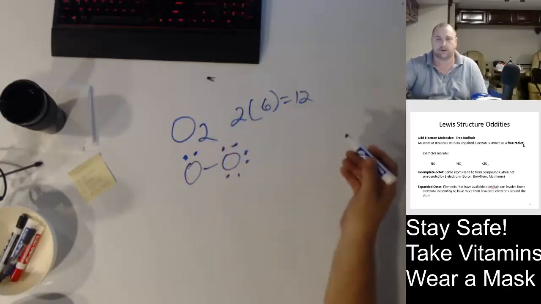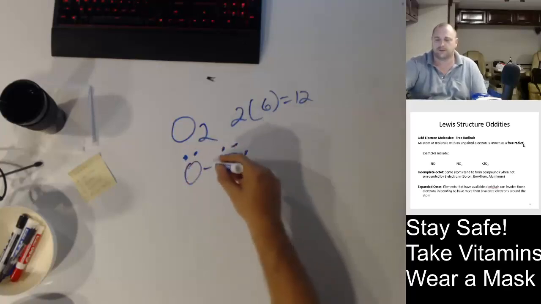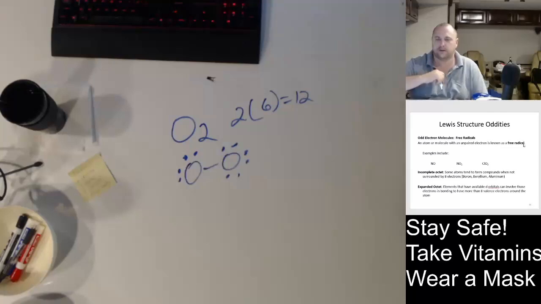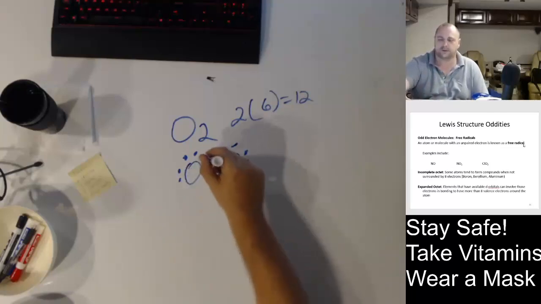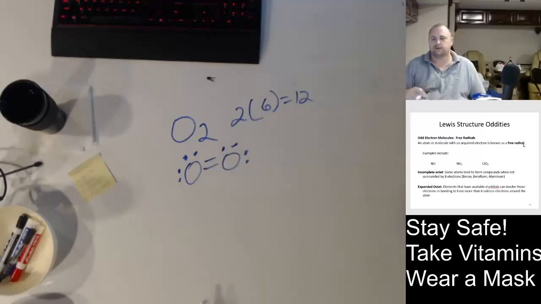Central. Okay. 2, 4, there's 10. I need another one. There's 12. This one has 8. This one has 6. I take these out. Make a double bond. It's got a double bond. That easy. This stuff is not meant to be hard.